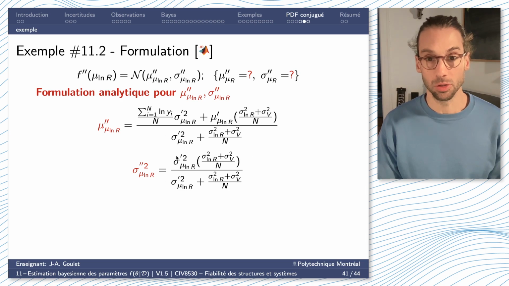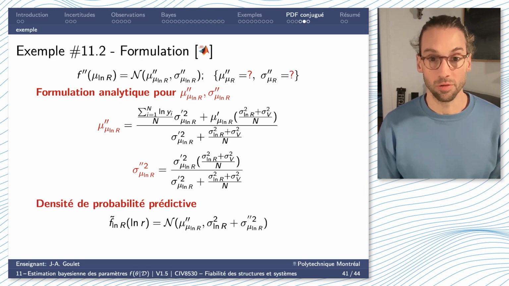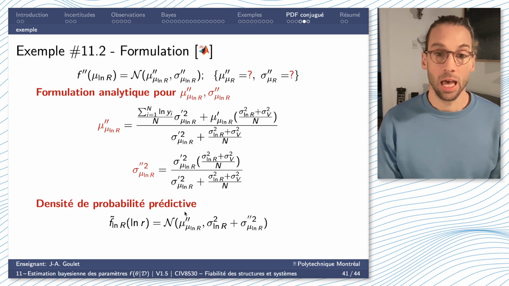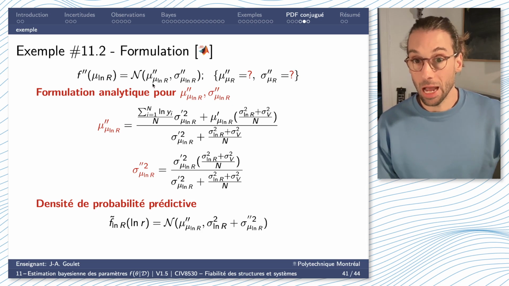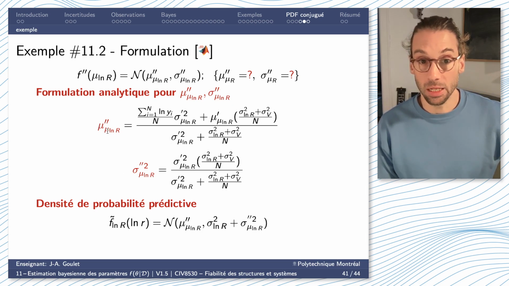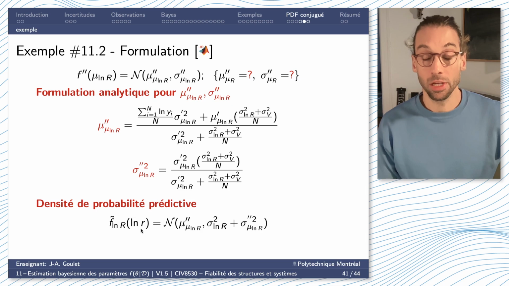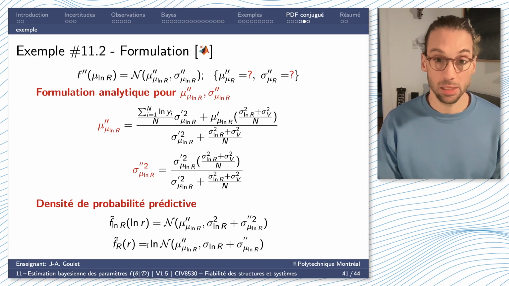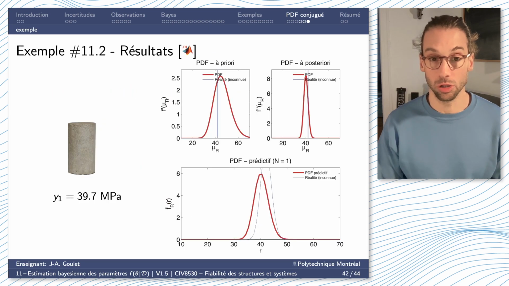If we recopy those conjugate priors and replace by the values we've already defined, n being the number of samples and yi being our observations, we would get the posterior hyperparameters for the distribution of the mean of ln of r and the standard deviation for the mean of ln of r. And we can use those to obtain our posterior predictive, either in the log transform space or for directly characterizing our log normal distribution.